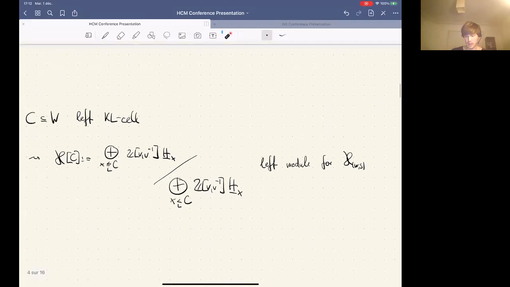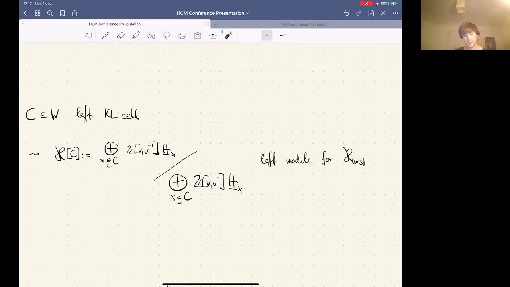So if I have a left Kazhdan-Lusztig cell, which, as I said, is an equivalence class inside our Coxeter group W, then one can associate to this a cell module for the Hecke algebra by just taking the span of all the Kazhdan-Lusztig basis elements that are smaller or equal than some element in our fixed left cell C.